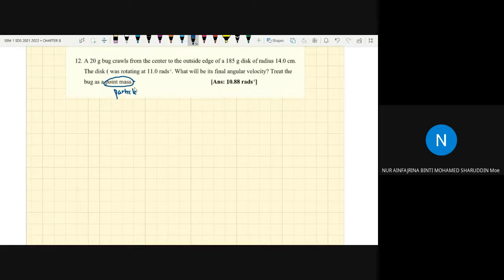When we want to find its moment of inertia, we will use the general formula. First of all, Miss will draw before and after. Miss can't draw, so don't judge my drawing. So we have the disc. Initially the bug is here at the center, so we ignore it. Then it crawls to the outside edge of the 185 gram disc. Now the bug is here.